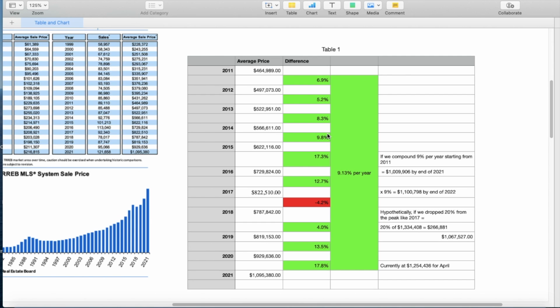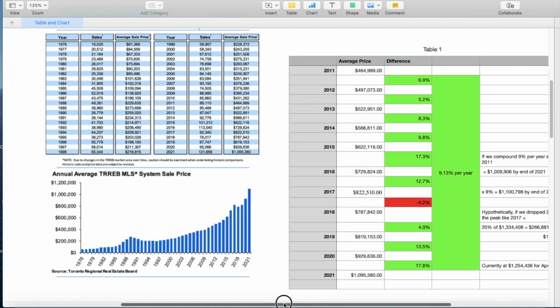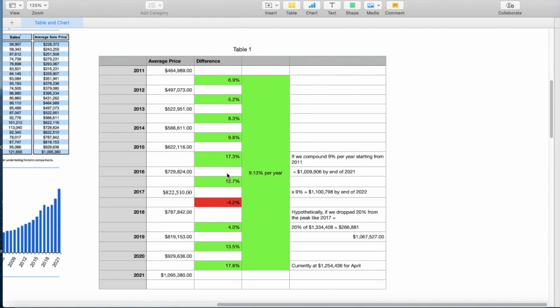It's very commonly said that the average price in the GTA doubles every 10 years. And on average, that is correct. If you look throughout the last 40 years and take any 10-year period, you can see the average price doing that, with the exception of a certain period. But either way, for the last 10 years, this is true.